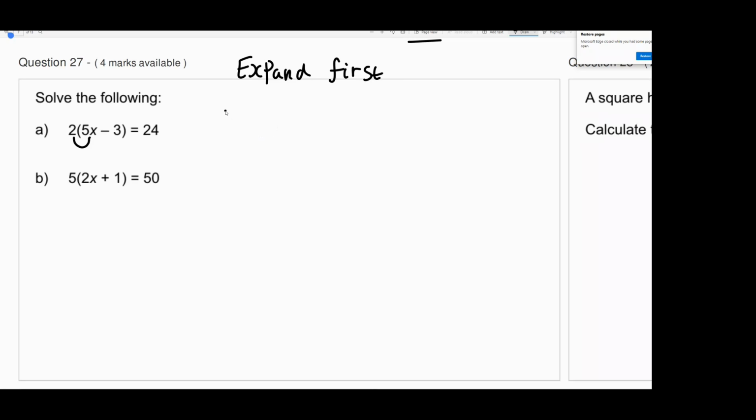10x. Brilliant. So I've got 10x, and then you've got 2 times minus 3, which is just minus 6, and that equals 24. Okay, so we end up with that equation. And if we solve that, we'll have the answer. So how would you go about solving this equation?